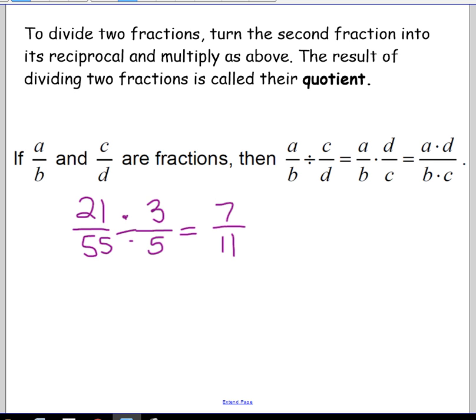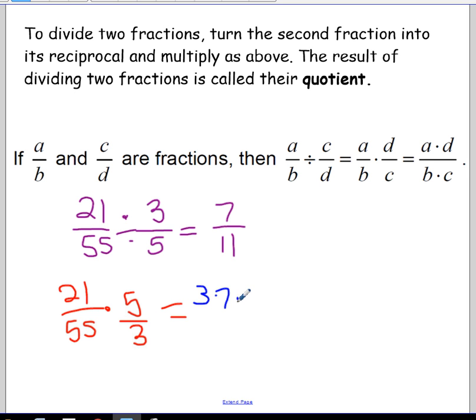But let's use the rule that we just learned and flip the second fraction to multiply. So we'll have 21 over 55 times, flip it and make it 5 over 3. And so again, now I'm going to look at my numerators and my denominators and see what, if anything, is in common. So first thing I see is that 5 and 55 are both multiples of 5. Then also, if you divide 21 by 3, you're going to get 7. So 21 is a multiple of 3 as well.